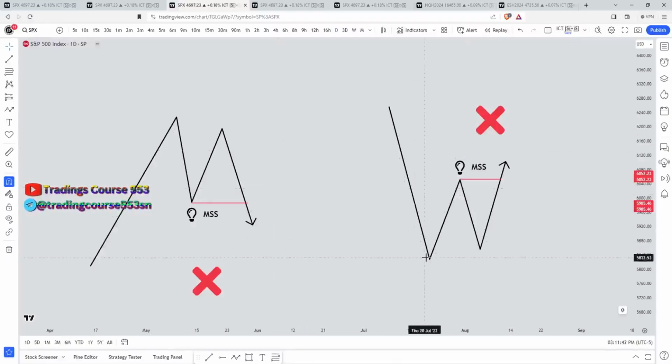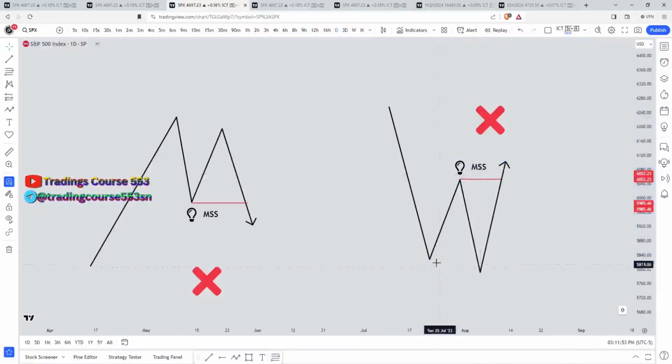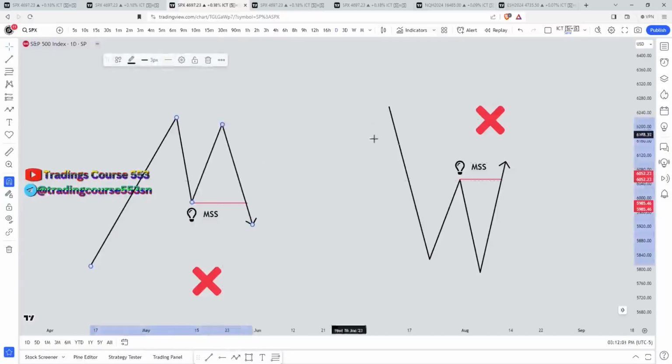In a bullish example, when price creates a low, high, higher low, then a higher high, I'm not looking at that as a market structure shift. I would need this low to take out that previous low right there, and I would need this high to take out this previous high right there. I'm going to be going over why that is.